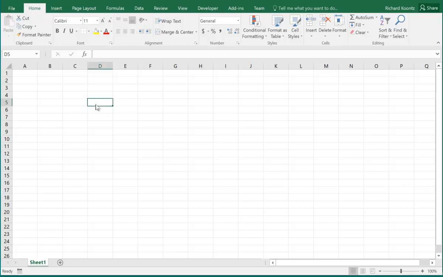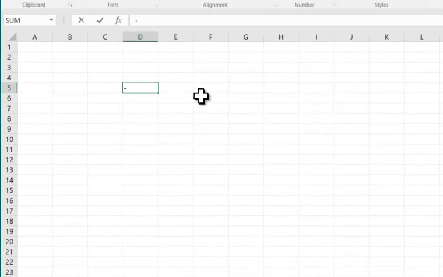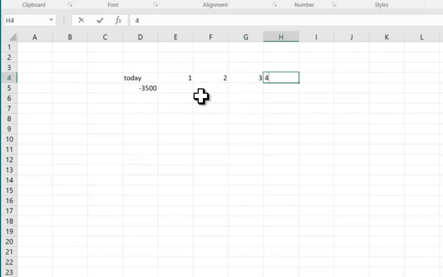Let's start by building a series of cash flows so that we can calculate the values. Let's assume that we had an investment where we would pay $3,500 today. And then over the next 4 years, so here's years 1, 2, 3, and 4, we would receive $1,000 back each year. And the question we might want to ask is, what is the net present value and the internal rate of return?